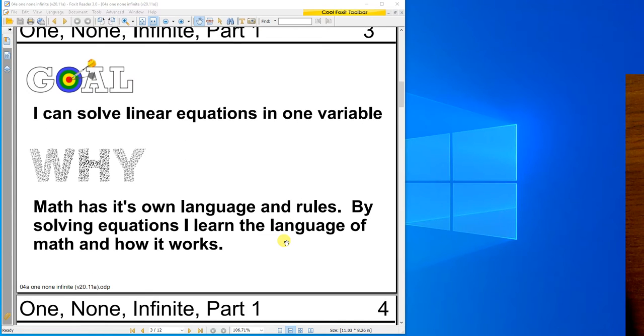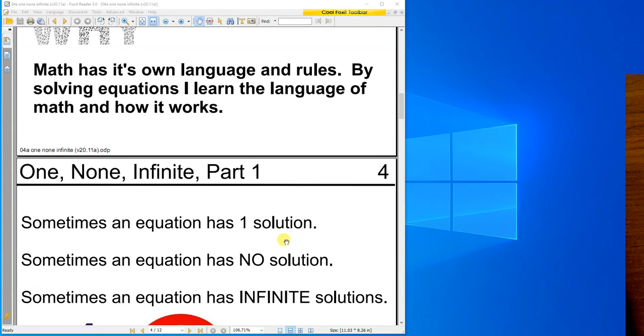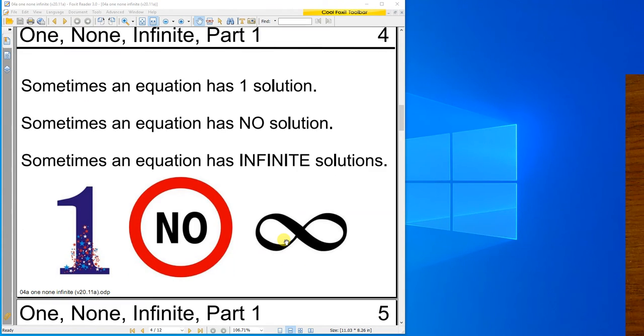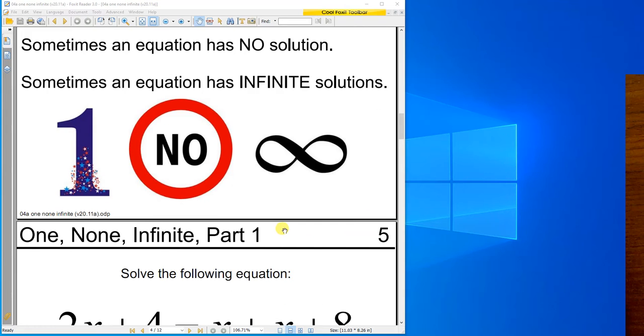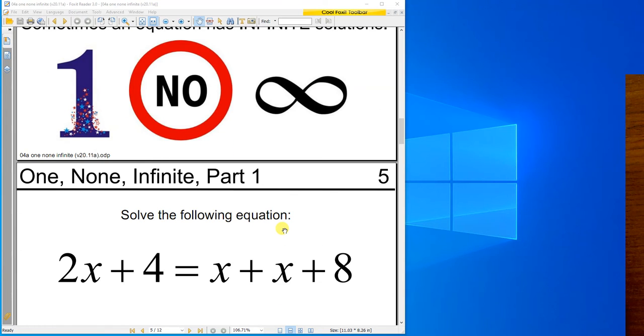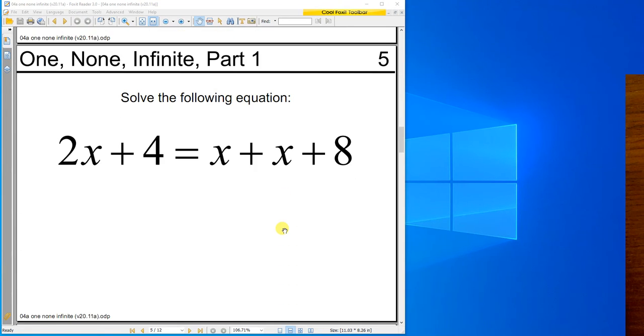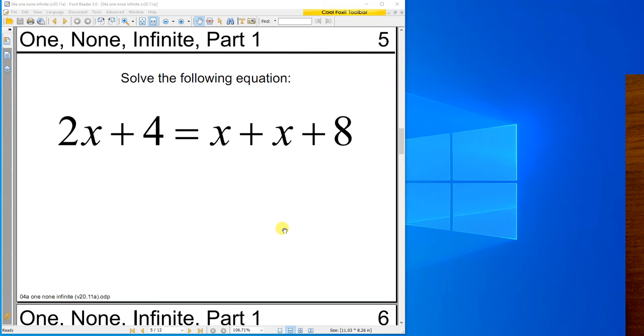I can solve linear equations in one variable. Math has its own language and rules. By solving equations, I learn the language of math. Sometimes an equation has one solution. Sometimes an equation has no solution. Sometimes it has infinite solutions. Let's solve this equation. We know how to solve equations like this because we know how to handle variables on both sides.